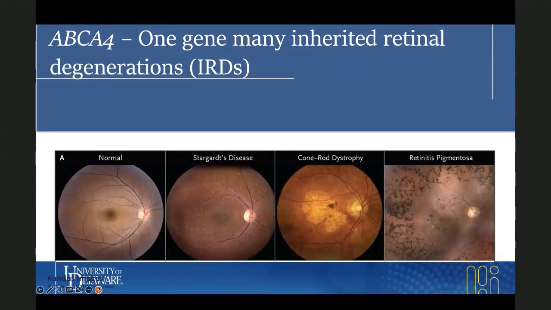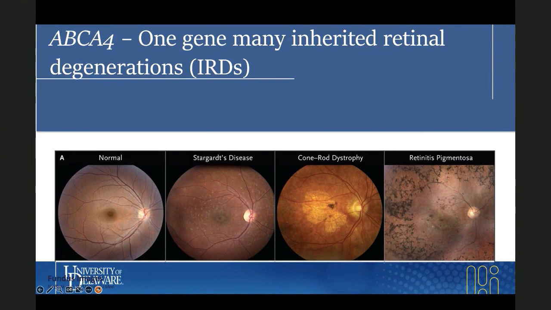So ABCA4 is a gene that's involved in a wide range of inherited retinal degenerative diseases. On the left, we see the normal fundus photograph of the retina. And then as we go from left to right, we have increasing severity or different clinical presentations of the disease that is caused by genetic variations in ABCA4. Important for this particular group of investigators is Stargardt's disease, which is an early onset retinal degenerative disease that eventually leads to blindness, and usually that will take place in the late teens to early adulthood years.